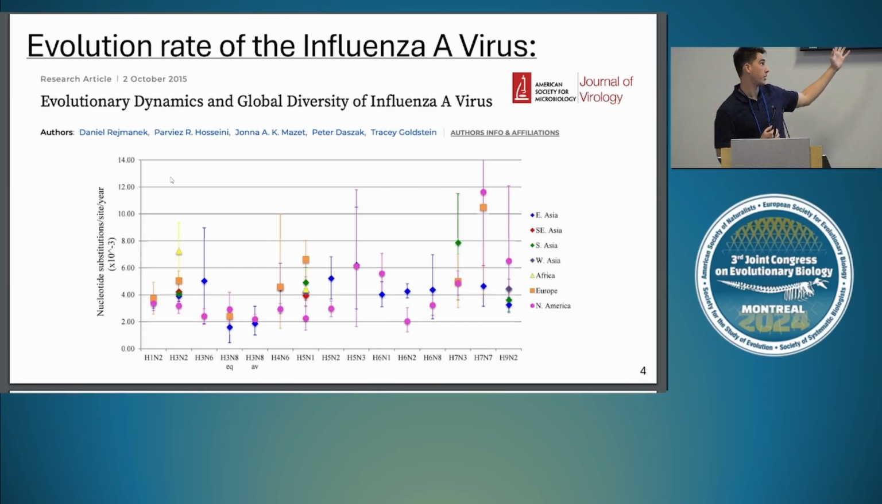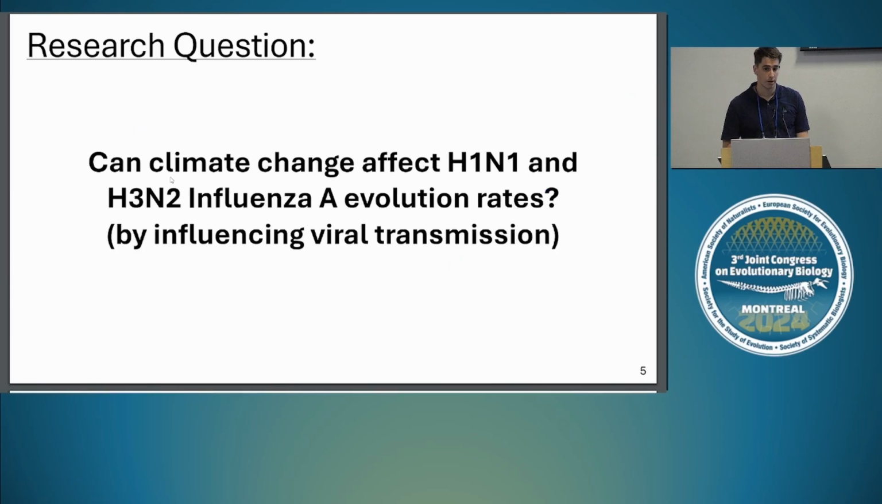Here they mostly look at how the evolution rates, the nucleotide substitutions per site per year, change depending on different places in the world, but also depending on different subtypes of influenza. So from this, we got our research question: can climate change affect H1N1 and H3N2 influenza A evolution rates by influencing viral transmission?